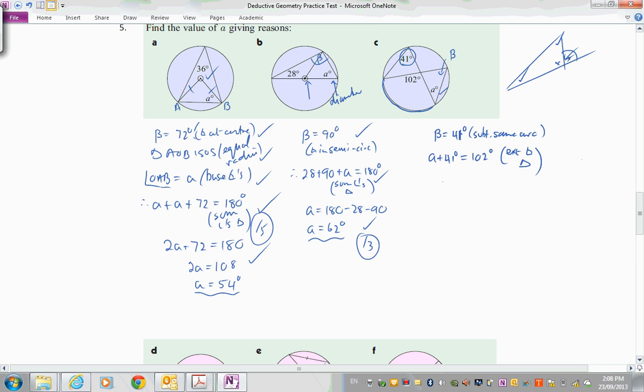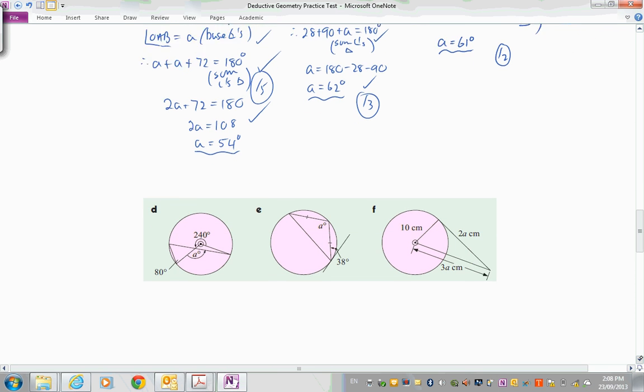So now what can we do? Take 41 from both sides. This is 61 degrees. Okay, so 1 for that and 1 for that. That one's out of 2. We'll come back and total all this up in a minute. Let's go down and have a look at D, E and F.